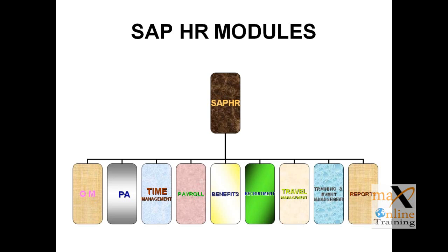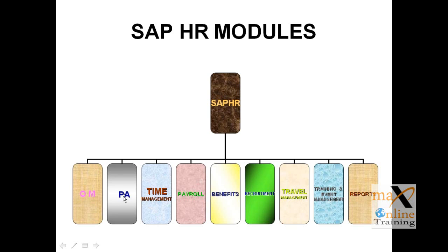What is meant by OM? Organization management. Its name itself suggests that it deals with the organization. How many positions are there? How many vacancies are there? How many organizations are there? How many personal areas, personal sub areas, how many branches are there? Everything is covered under OM. The OM structure will contain work centers, meaning where the work is going on. In SAP HR language we call it a work center; in general terms, it is a workplace, a place of work. Everything is covered under OM.